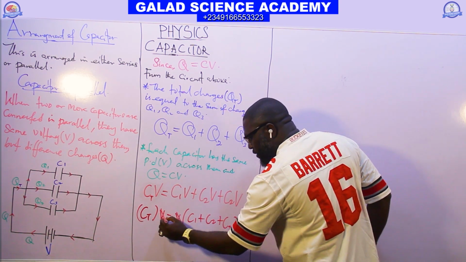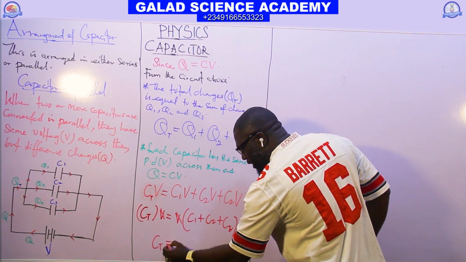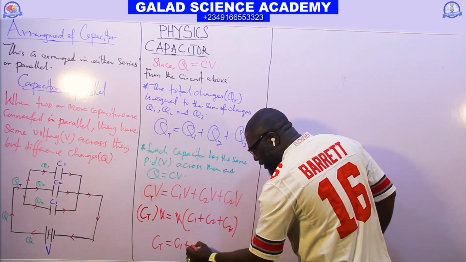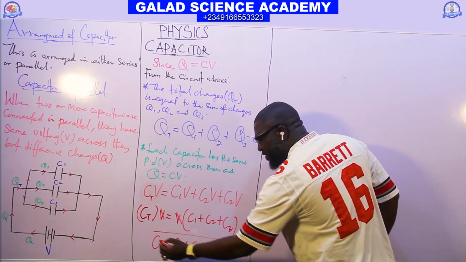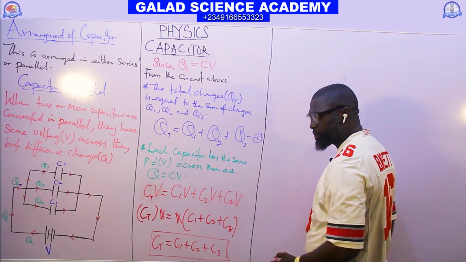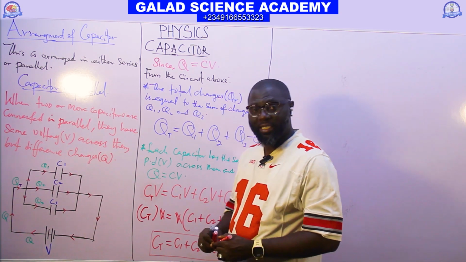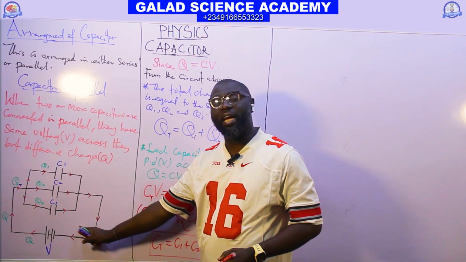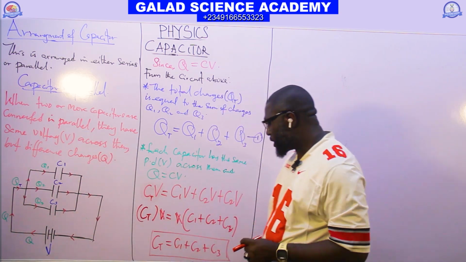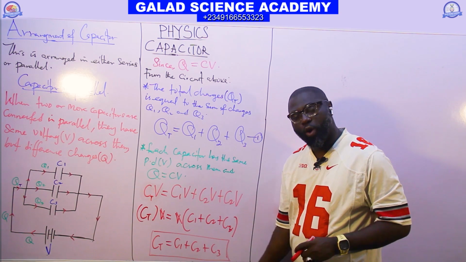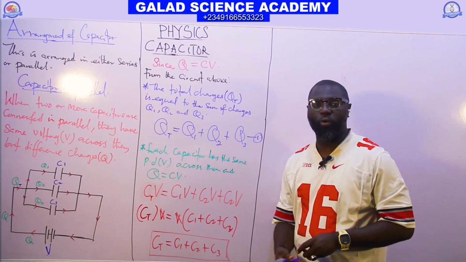This V cancels this V. Therefore, C total will be equal to C1 plus C2 plus C3. So the effective capacitance in a parallel connection of capacitors will be the sum of each capacitor.